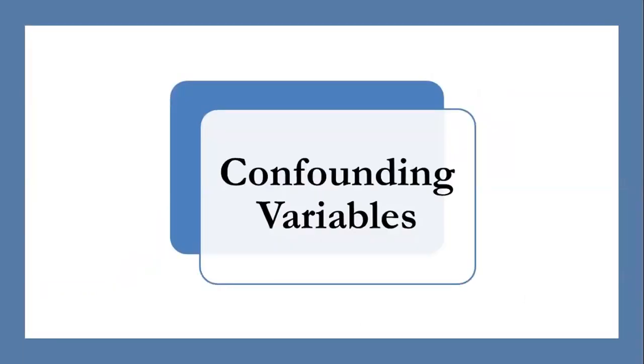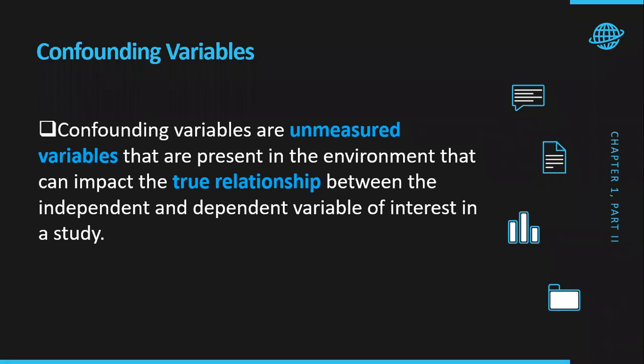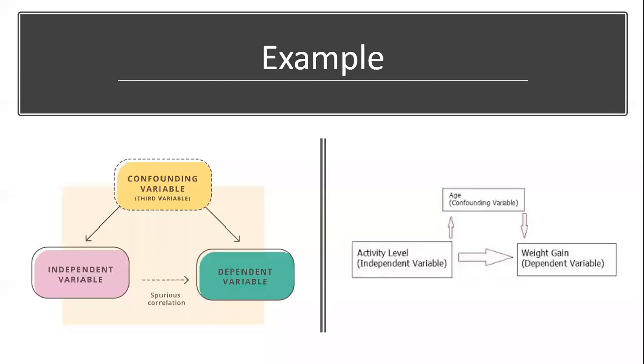Now let's discuss confounding variables. Confounding variables are unmeasured variables that are present in the environment that can impact the true relationship between the independent and dependent variable of interest. So essentially, confounding variables are any variable that can come in between the relationship between the independent and the dependent variable. Confounding variables are also referred to as extraneous variables or third variables. So these are often unmeasured variables that can influence this relationship.